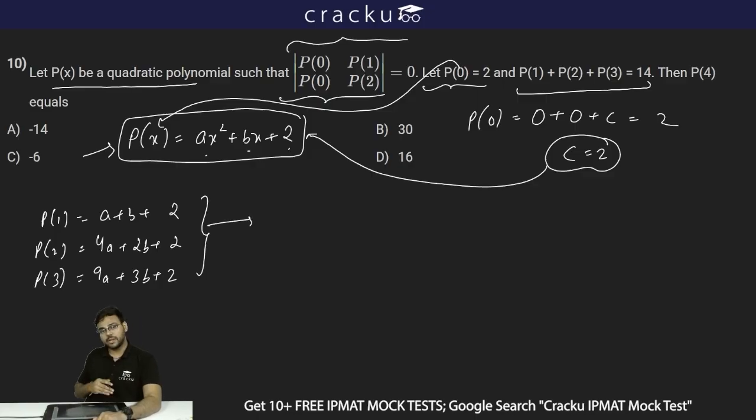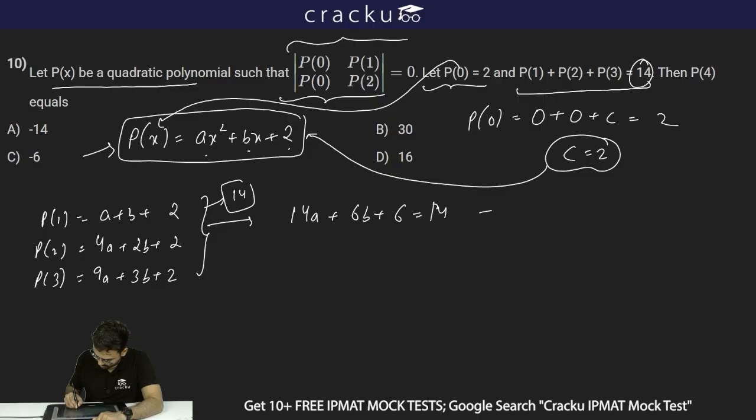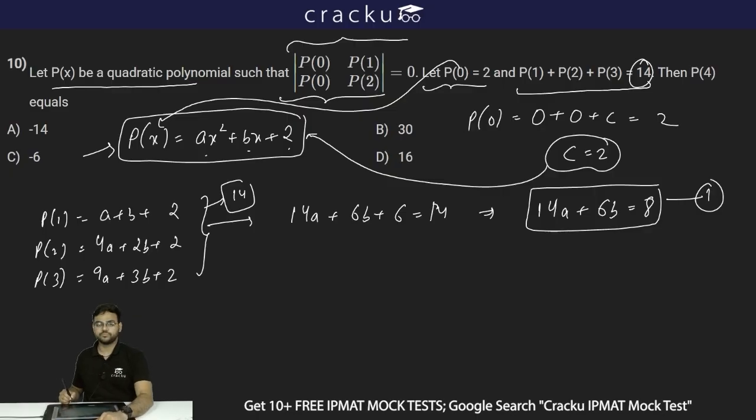Now p1 plus p2 plus p3 will be what? a plus b plus 2 plus 4a plus 2b plus 2 plus 9a plus 3b plus 2. p1 plus p2 plus p3 will be a, 4a, 5a, 14a plus 6b plus 6 is equal to 14. This is given as 14. p1 plus p2 plus p3 is 14. The sum is 14. So 14a plus 6b plus 6 is equal to 14, or I can write 14a plus 6b is equal to 8. This is my equation 1. Now let me solve this determinant.